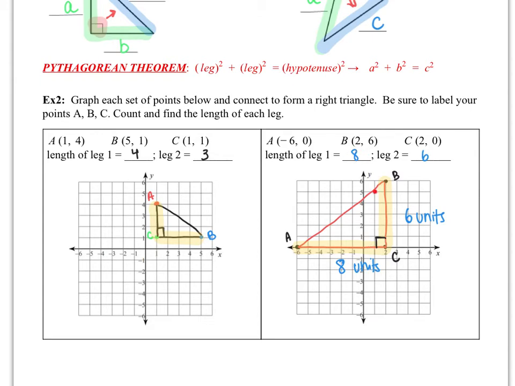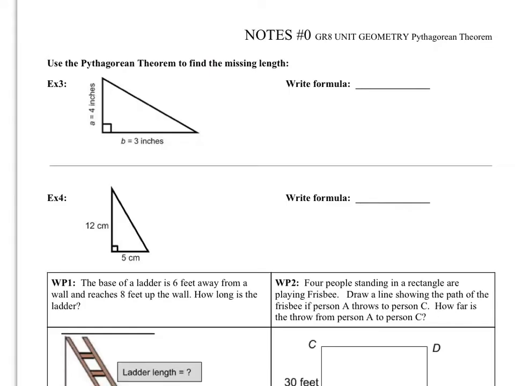Now eventually we're going to be able to use our formula to find the length of segment AB. So here's where we're going to apply the Pythagorean theorem to finding the missing side of a right triangle. On example 3, I noticed that I have my 2 legs. I have the sides that are forming the right angle. What I don't have in this case is my hypotenuse. So my unknown here is going to be C.